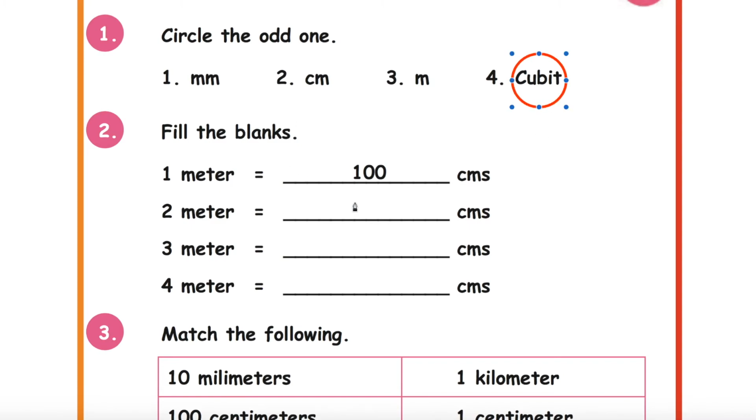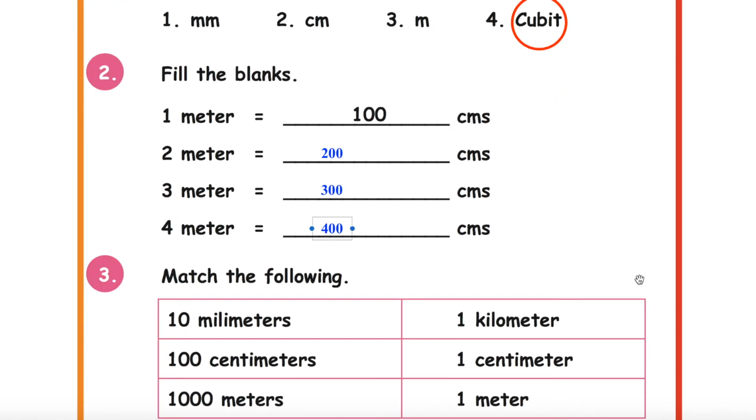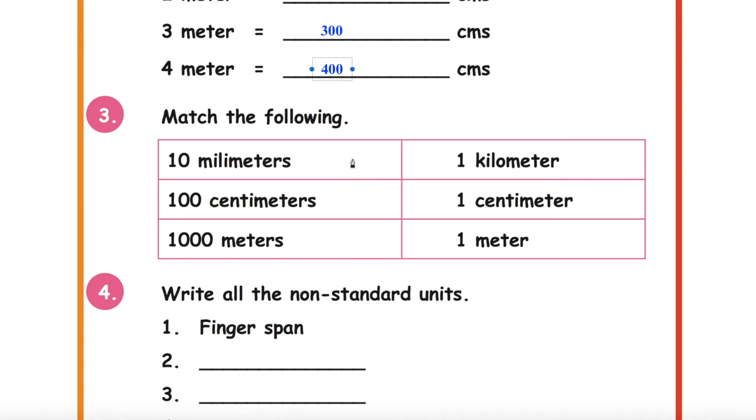Fill in the blanks. 1 meter equals 100 centimeters. 2 meters equal 200 centimeters. 3 meters equal 300 centimeters. 4 meters equal 400 centimeters. Match the following. 10 millimeters is 1 centimeter. 100 centimeters is 1 meter. 1000 meters is 1 kilometer.